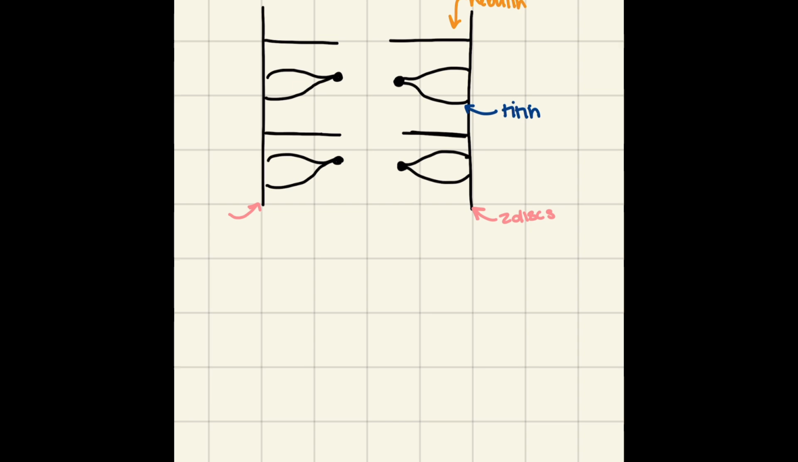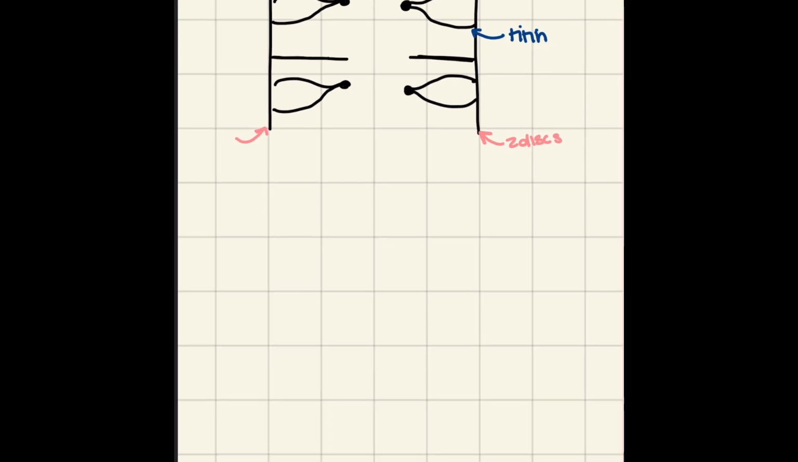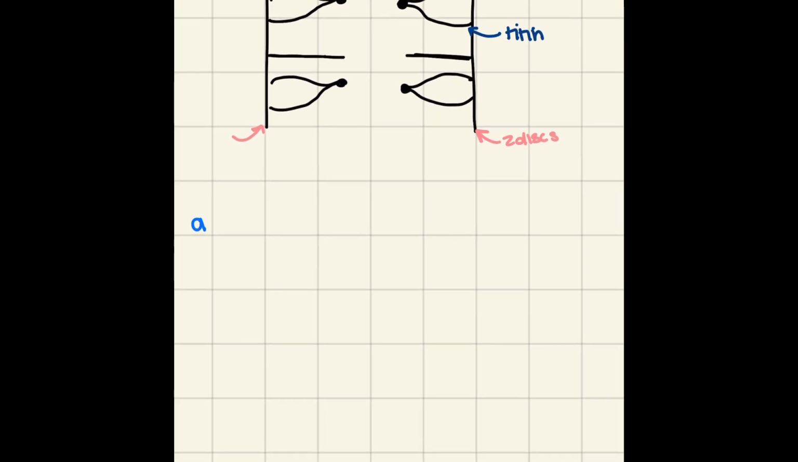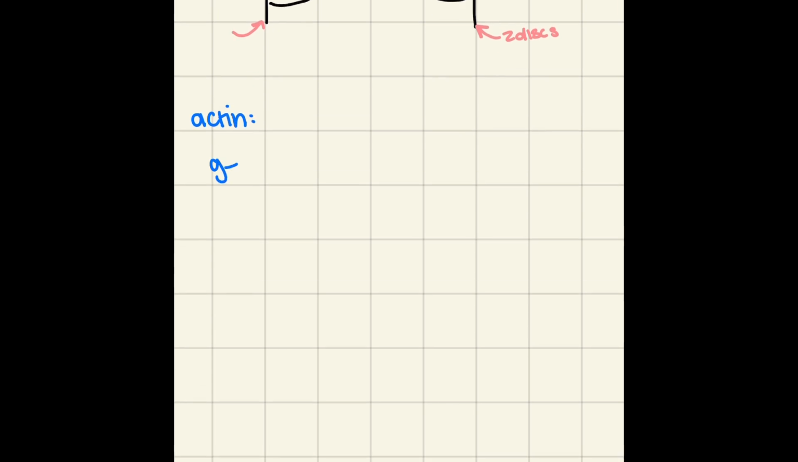Now, the contractile filaments, there are 2 main contractile filaments, actin and myosin, but actin has lots of parts. So I'm going to talk about actin first. So actin, there's G-actin. And G-actin is just a special kind of actin that has binding sites for ATP. So ATP can come in and bind in these little circles right here.